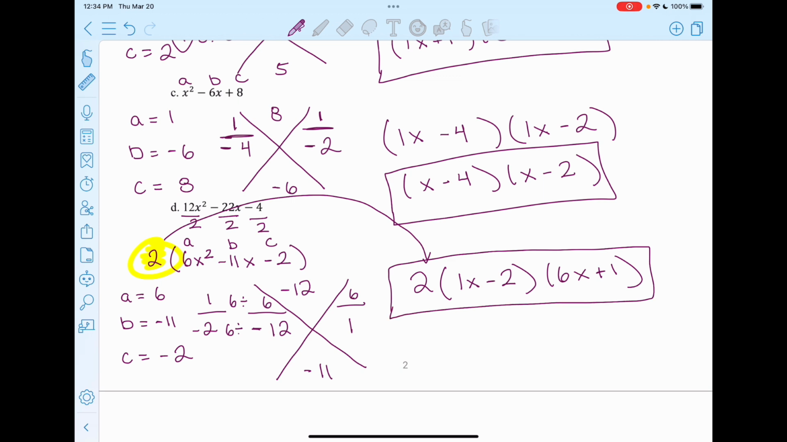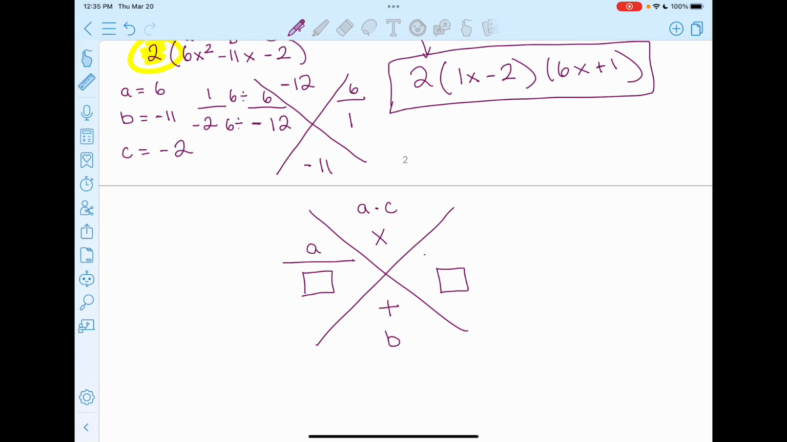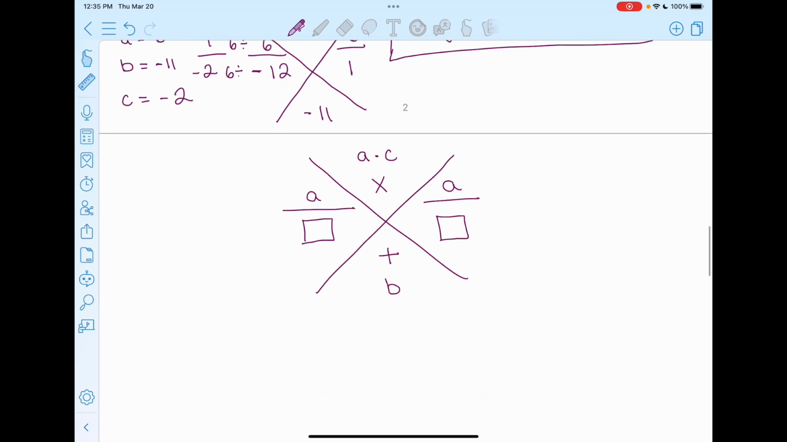And that is how we factor trinomials with the magic x. For reference, once again, here is your template. We put a times c on top, b on the bottom. You're thinking about two numbers that multiply to the top, but add to the bottom. And then once you get those values, you put your a value on top, simplify your fractions if needed, and then turn your fractions into your binomials.